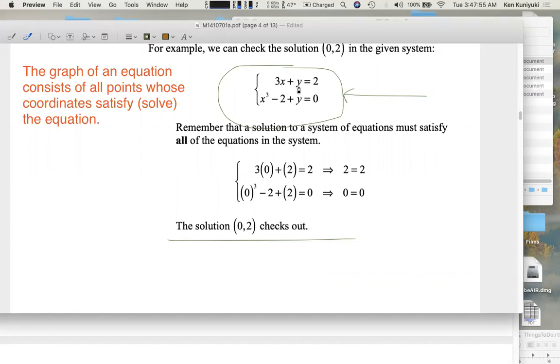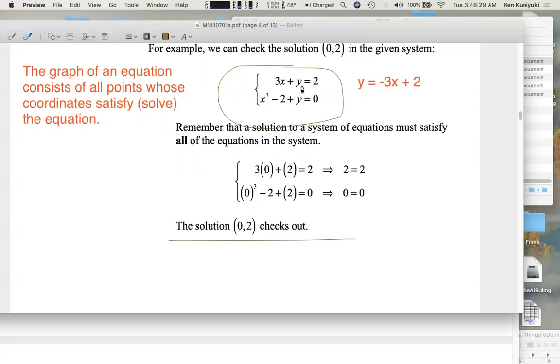So the graph of 3x plus y equals 2 consists of all points whose coordinates satisfy or solve this equation. The graph of this second equation consists of all points whose coordinates satisfy the second equation. How do you graph these, by the way? How do you graph 3x plus y equals 2? I'll give you a hint. Put this in slope-intercept form. Subtract 3x from both sides. Y equals negative 3x plus 2.